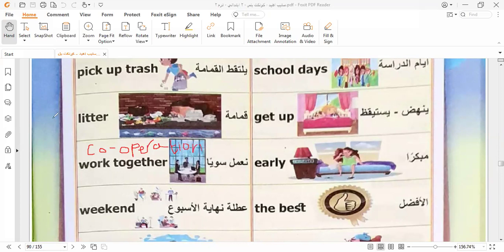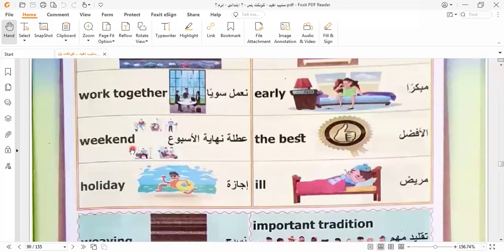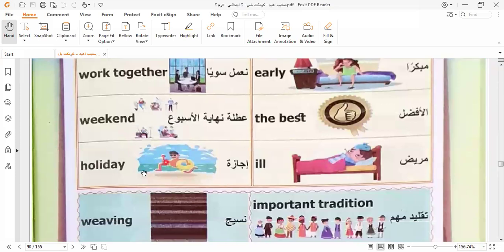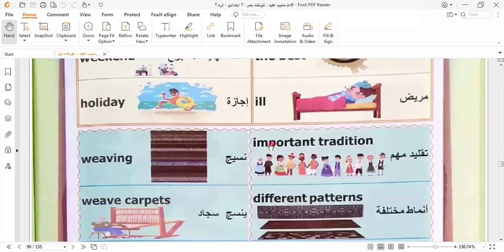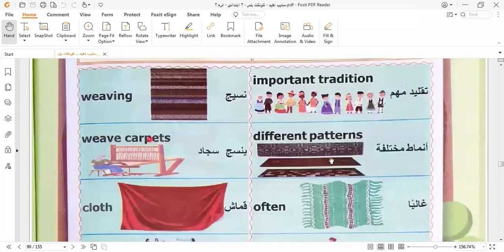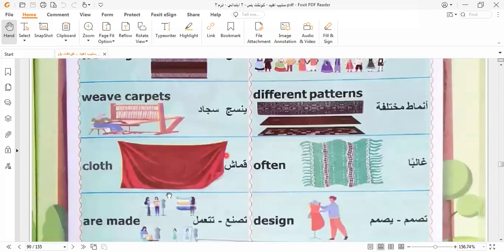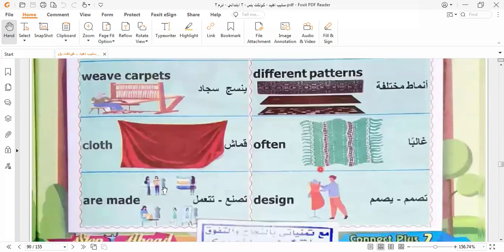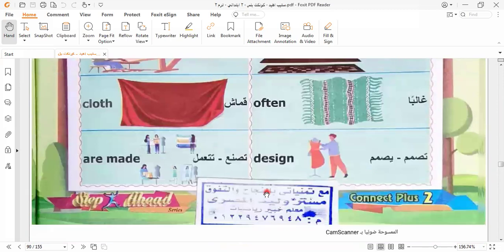Let's put another one. Early. Weekend. The best. A holiday. Weaving here. We have weaving, an important tradition. Weave carpets. Different patterns. Clothes often are made with a design.